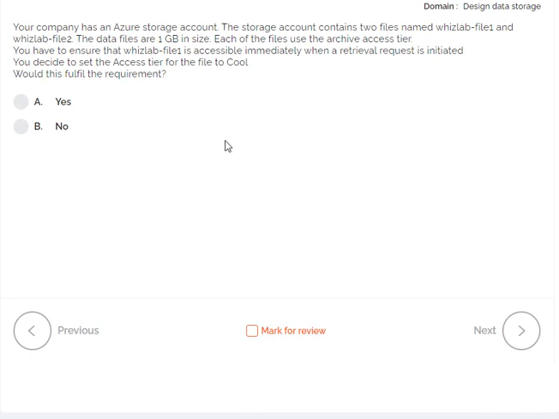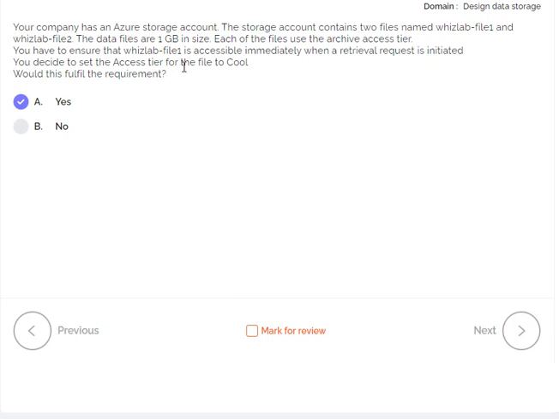Here we are talking about the access tier. We decide to set the access tier for the file to cool. And what was the requirement? We had the requirement that you have to ensure that file 1 is accessible immediately when the retrieval request is initiated. So the answer is yes, because in case of the archive access tier, we cannot do this. We will have to rehydrate.